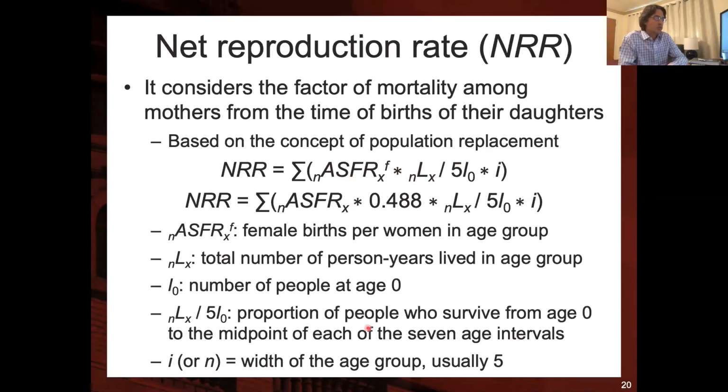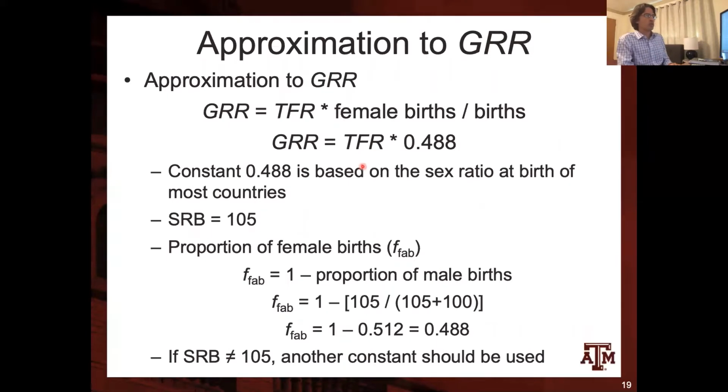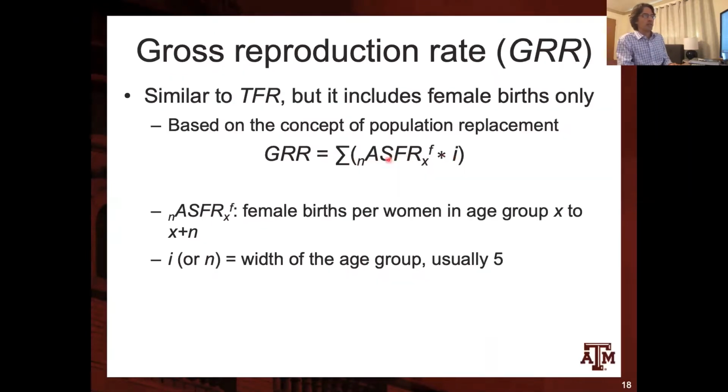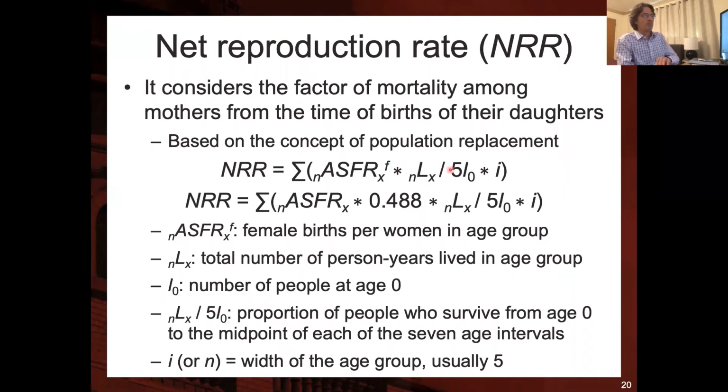So this proportion here is the proportion of people who survive from age 0 to the midpoint of each one of the 7 age intervals. Which 7 age intervals? 15 to 19, 20 to 24, 25 to 29, until 45 to 49. And the width of the interval is the same as before, n. So if you compare the net reproduction rate formula with the gross reproduction rate, the original one, the difference is that now we have this new factor of mortality. Everything else is similar.